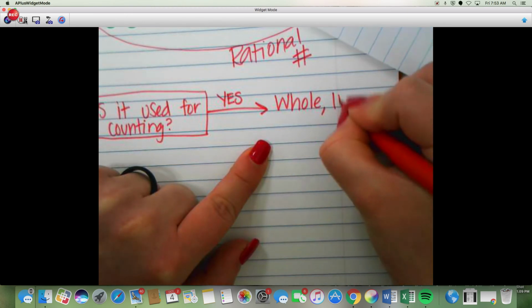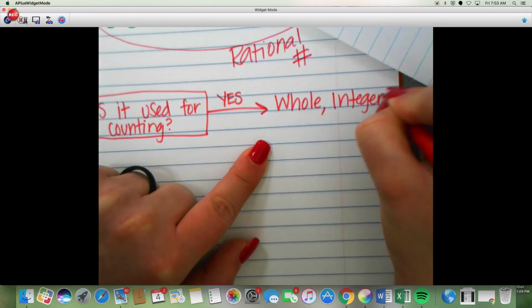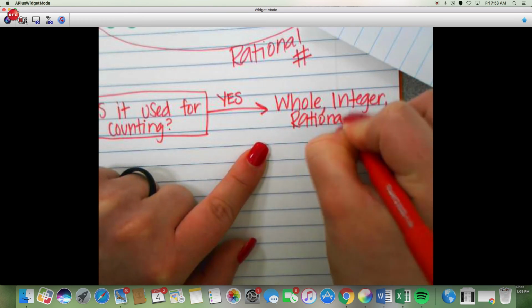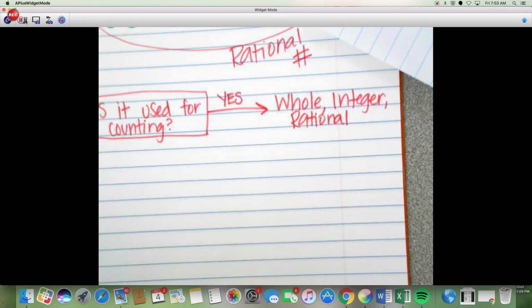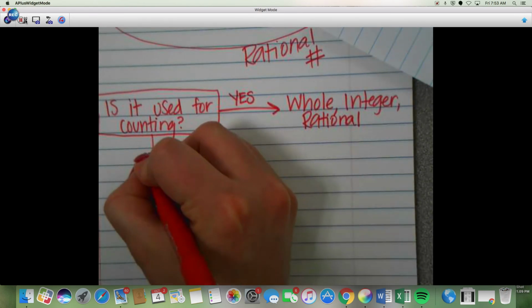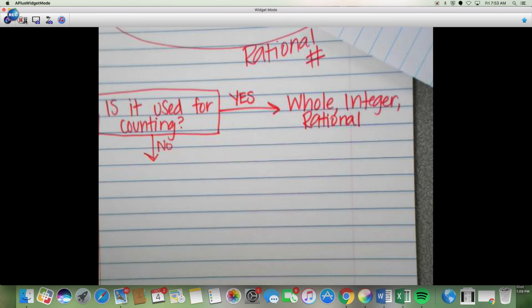It's an integer. And it's rational. So think about 1, 2, 3, 4, all the way up. That means it's whole, integer, and rational. But if the answer is no, then we have to keep moving.